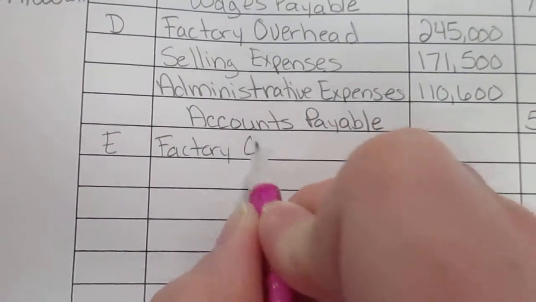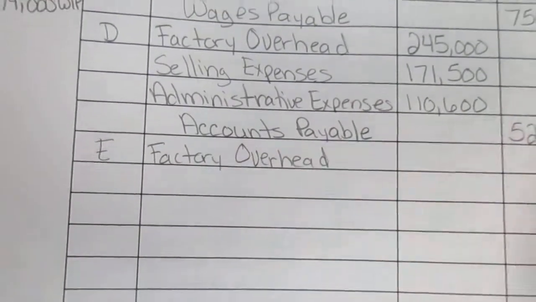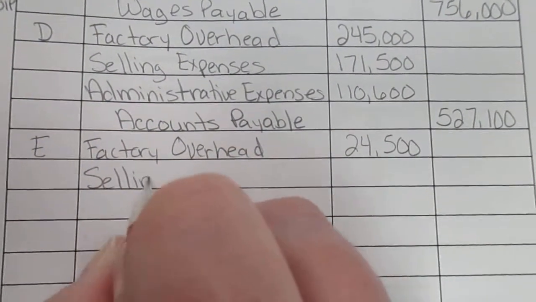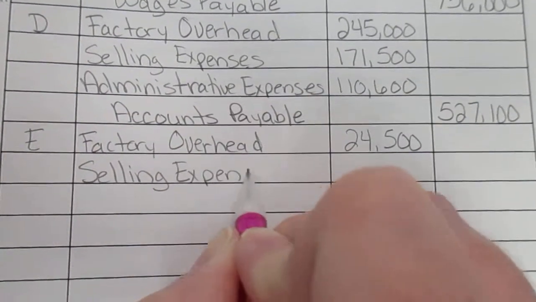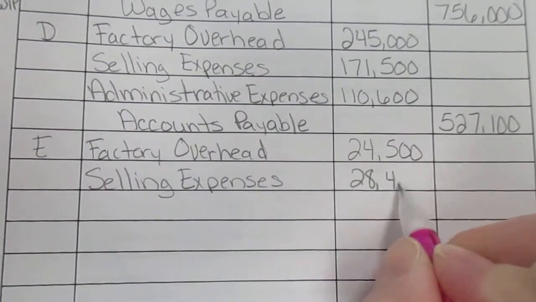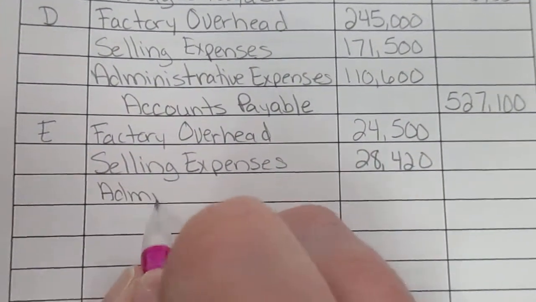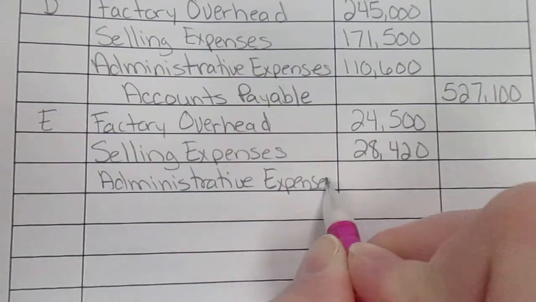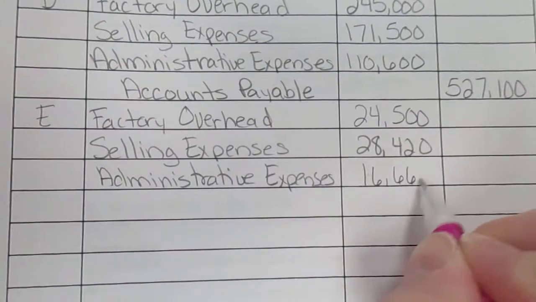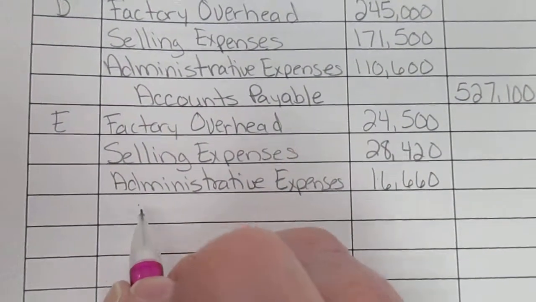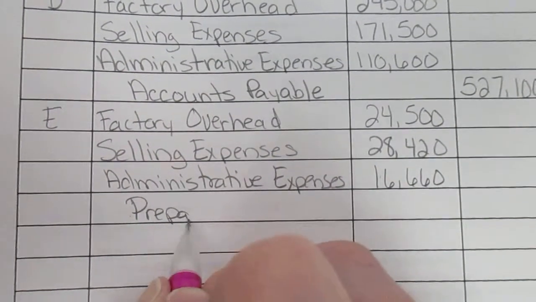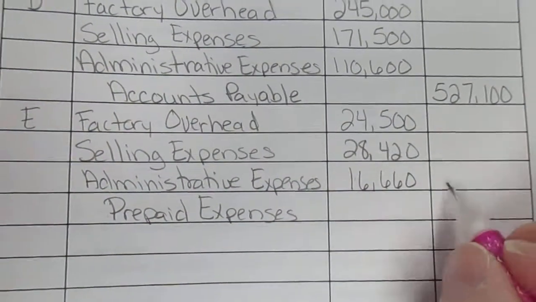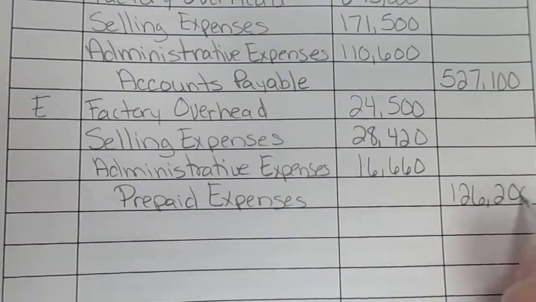Factory overhead for 24,500. Selling expenses, $28,420. Administrative expenses, $16,660. Now it says they are all prepaid expenses. So we're going to credit the prepaid expenses account to show that we're moving the amount out of prepaid expenses and into their individual accounts. And if we add those three numbers together, we get 126,200.